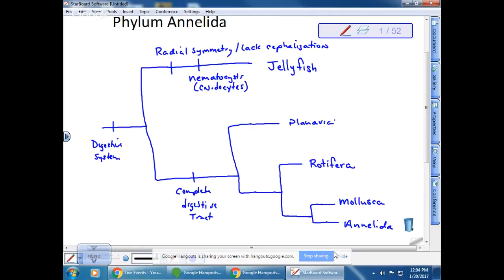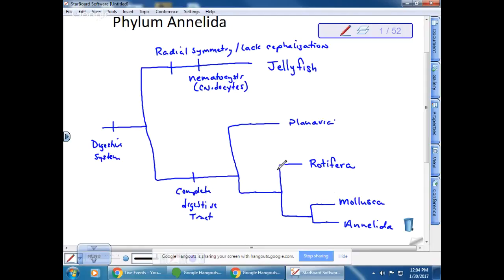But if you do not have a complete digestive tract, then there's no way to compartmentalize so that enzymes are found here, but not here. Absorption occurs here, in the intestine, but not in the crop, for example. Okay. So what distinguishes perhaps these three from the planaria? What is it about their body that would distinguish those three?